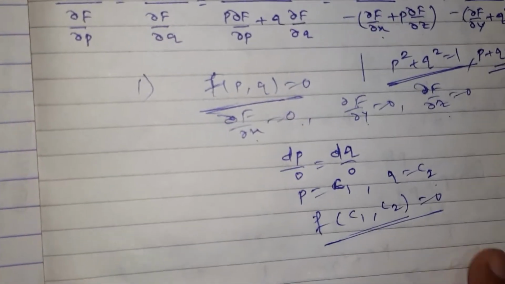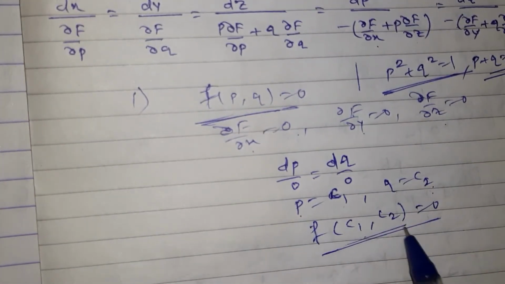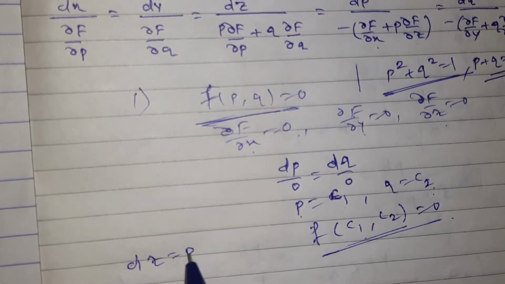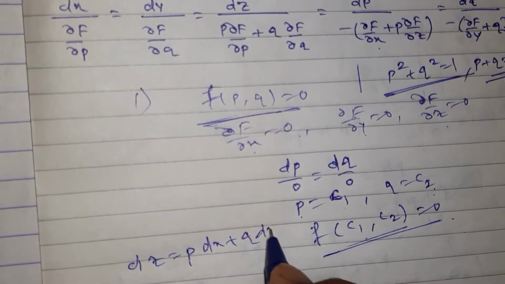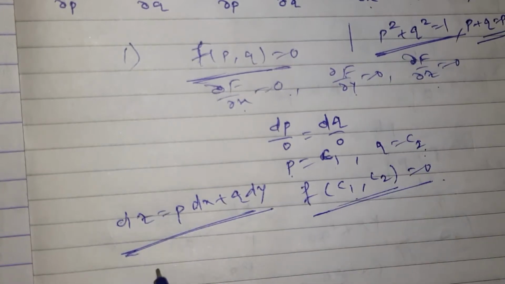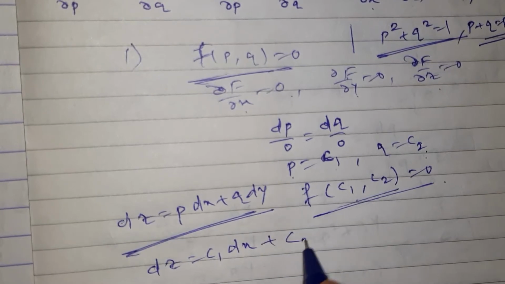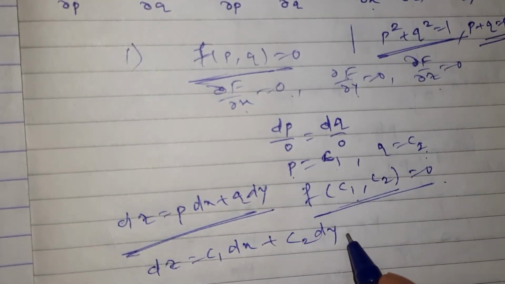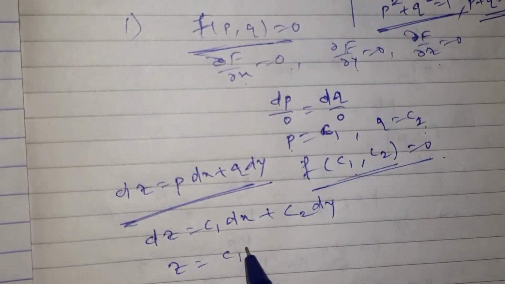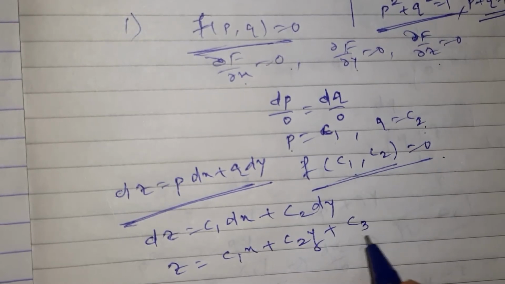So if the denominator is equal to 0 here, directly I get p equal to c1, q equal to c2, f of c1, c2 equal to 0, and we use our equation. What is that? dz is equal to p dx plus q dy. This is a very, very important example to solve. Now we will substitute these values here. I get dz is equal to c1 dx plus c2 dy, clearly, and if I integrate, then I get z is equal to c1 x plus c2 y plus c3, correct?